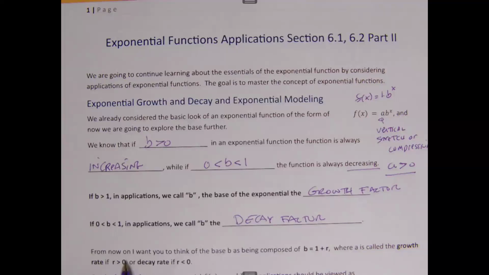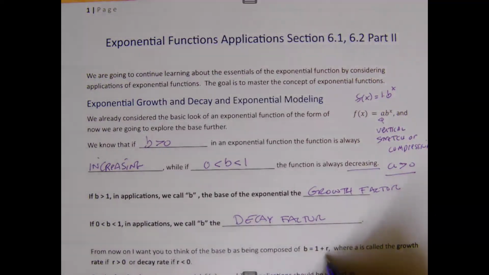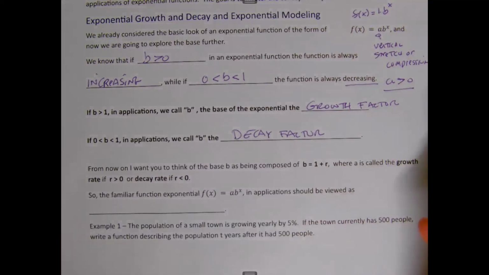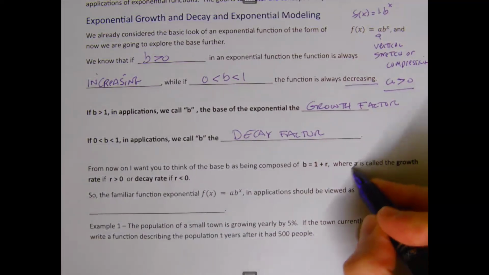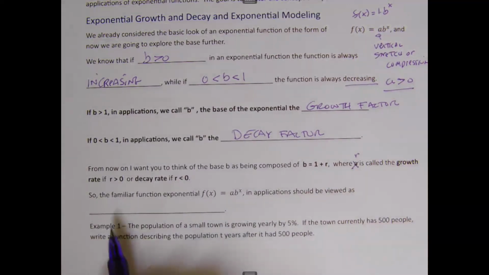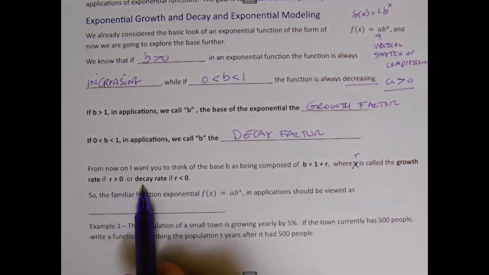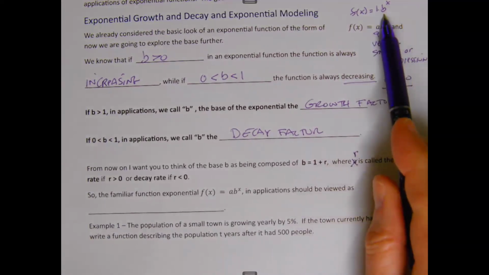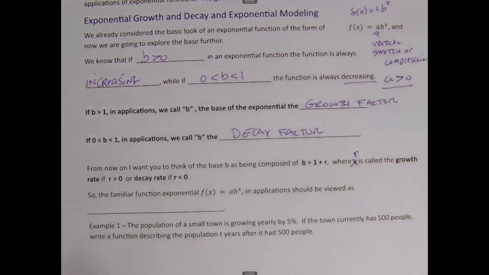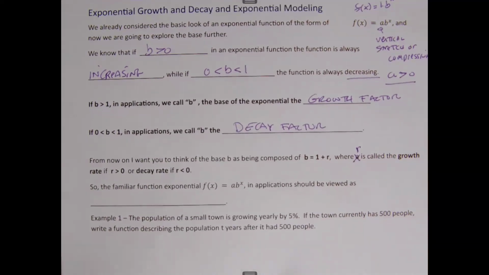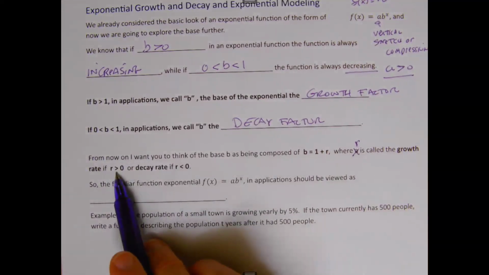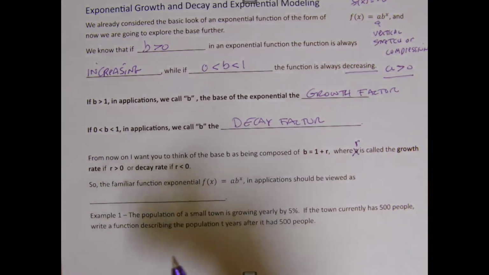From now on, I want you to think of the base b as being composed of the following. The b can be broken down into 1 + r, where r is called the growth rate if r is greater than 0, or decay rate if r is less than 0. There's a lot of things going on here, the b, the r, the a, but you have to understand each one. So please spend time understanding this. We'll make sense of this so it sticks in your mind.